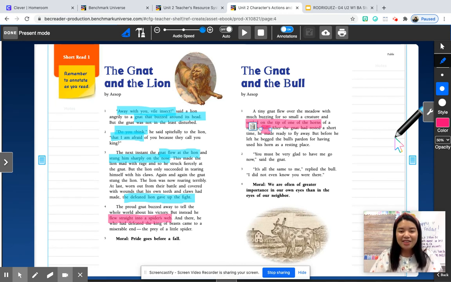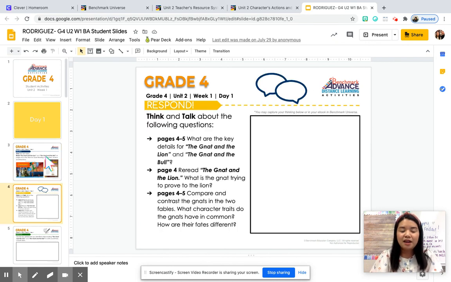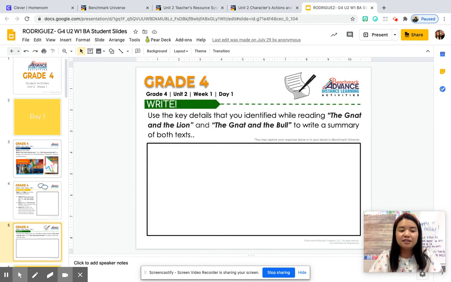Okay, now that we're done with this, I'm going to go over to our slide. So we did that. We read the 2 stories. I highlighted some of my key events for the first story, and then you had your job to highlight some key events too for the second story. We'll come back to class and talk more about these key events and how to use them in a summary. And then we're also going to compare and contrast the gnats from the 2 stories and what their character traits are. And then afterwards, later on, I will assign a short write for you right here.